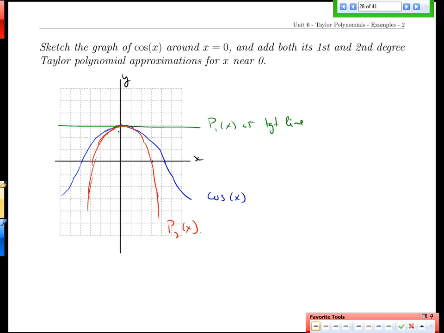And again, we see the pattern that we'd like to see, which is that the quadratic approximation somehow shares more of the shape of the original graph, cos of x, compared to what the straight tangent line does. The tangent line is still useful because it's simpler than a quadratic, but the quadratic has a little more information in it.